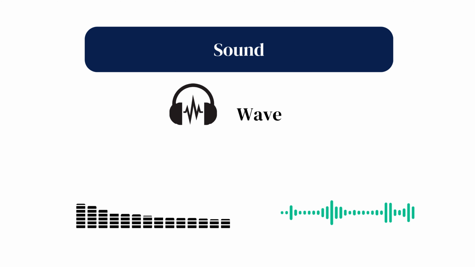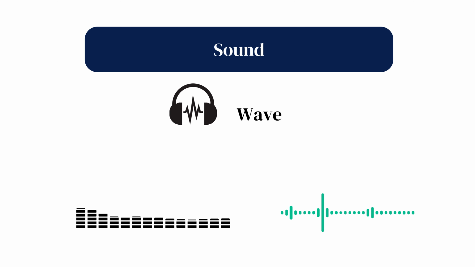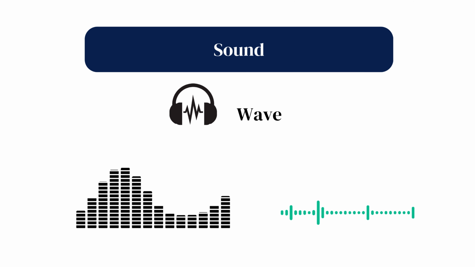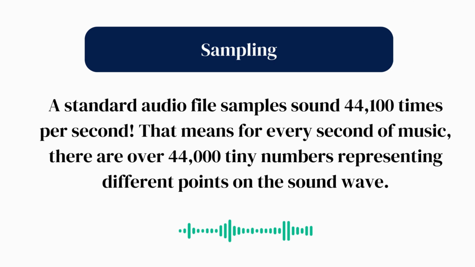Now that we understand video, let's talk about something just as important: sound. Sound is different from video because it's not an image, it's a wave. So, how does a computer store something like this? Sound is made of vibrations, which we measure as waves. A computer can't store smooth waves, so it breaks them into tiny points, like taking thousands of snapshots per second. This process is called sampling.